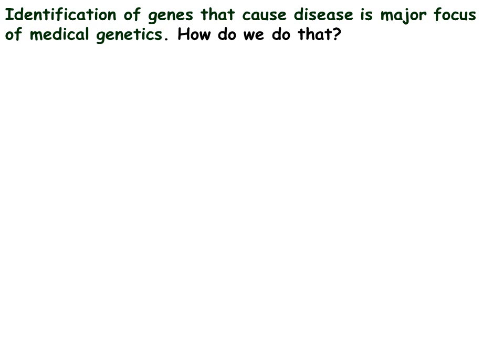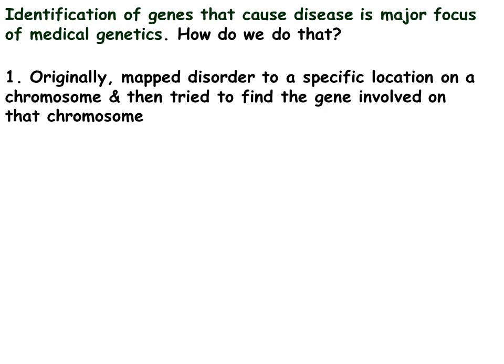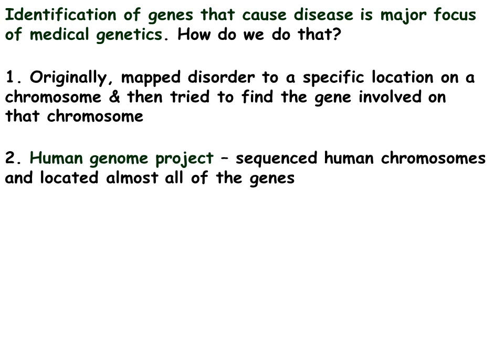Initially, genetics, of course, was focusing on the identification of genes that cause disease. But how did we go about doing that? Well, originally we would map a disorder to a specific location on the chromosome and then try to find out what gene was involved at that location.